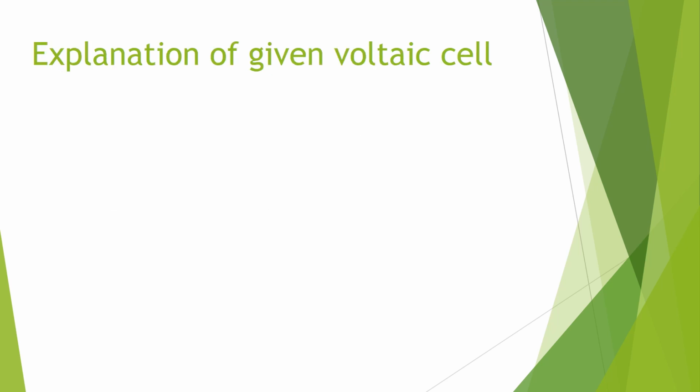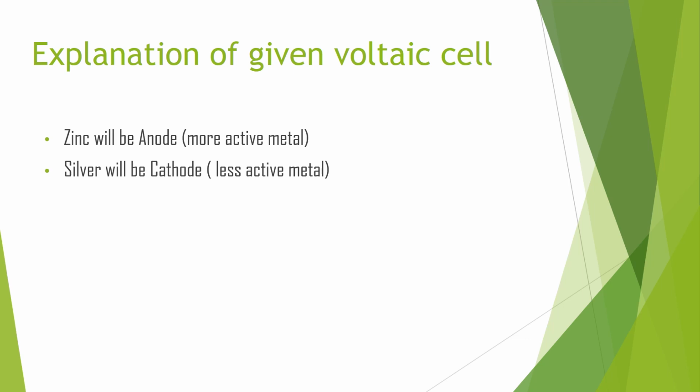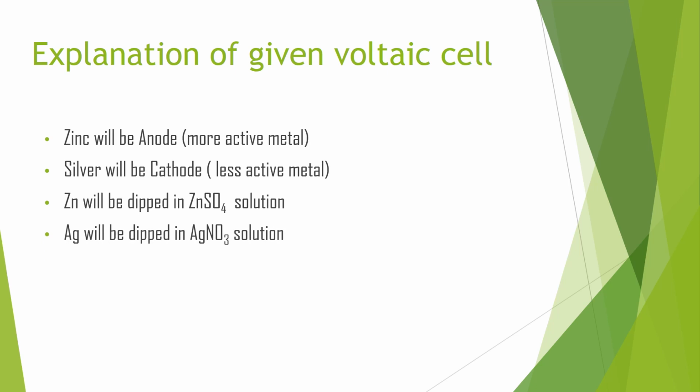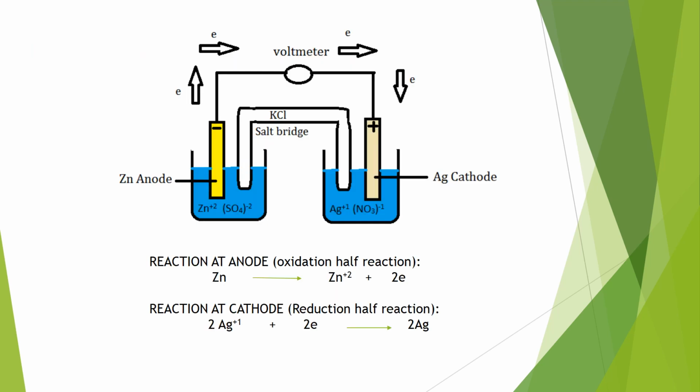Now we will apply those basic facts to our given voltaic cell. Number 1. Zinc will be anode because it is an active metal. Number 2. Silver will be cathode because it is a less active metal. Number 3. Zinc will be dipped in zinc sulfate solution. As I stated earlier, metals are always dipped in solution of their ions. Similarly, silver will be dipped in silver nitrate solution. Both the electrodes will be connected through an external wire and then the solutions will be connected through a salt bridge to maintain the ion contact. This is the sketch of the voltaic cell.